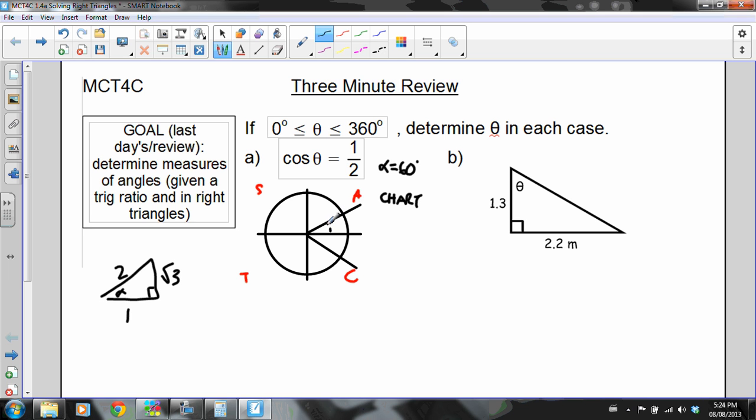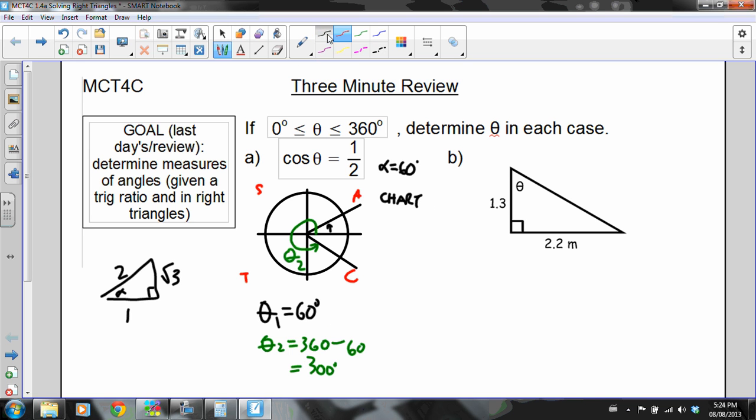One here, our theta one is 60, and the other one is in the 4th quadrant all the way around like that. Minus 60 degrees, 300 degrees.